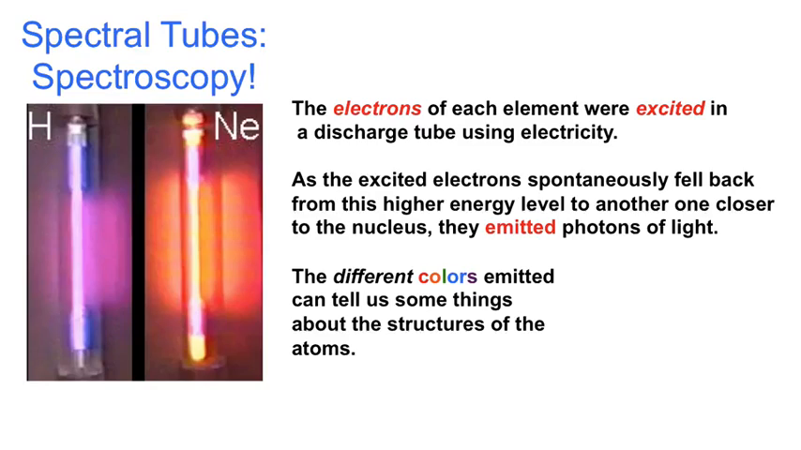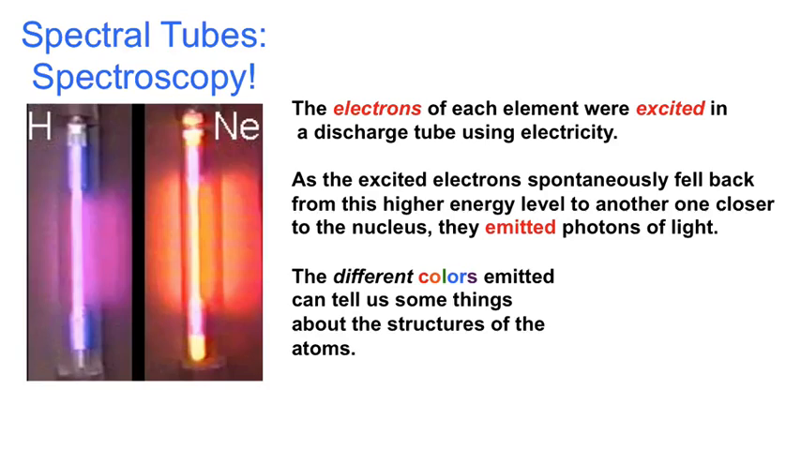What we just watched was a demonstration of spectral tubes. The study of atomic and molecular spectra is a scientific specialty called spectroscopy. The electrons of each element were excited in a discharge tube using electricity. The energy from the electricity was converted to kinetic energy that allowed the electron to move further away from its atom's nucleus.